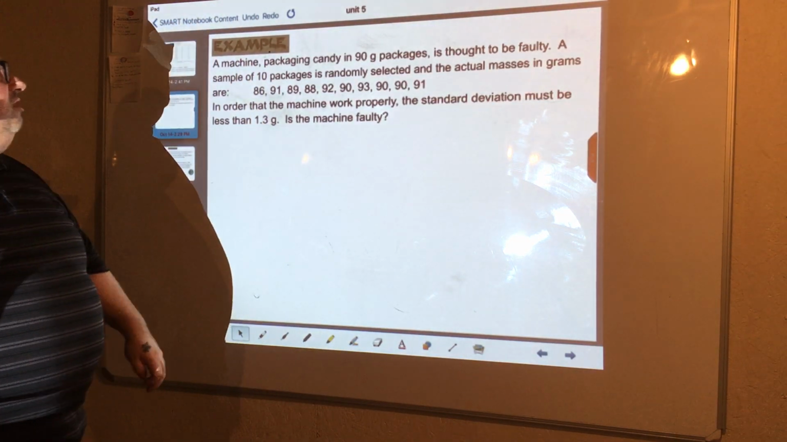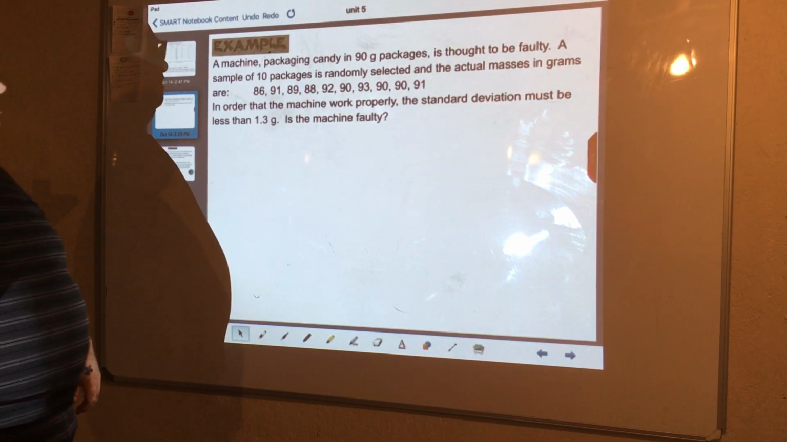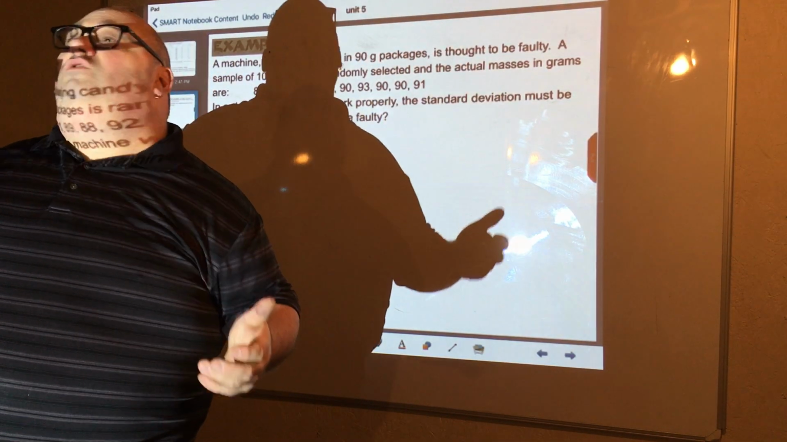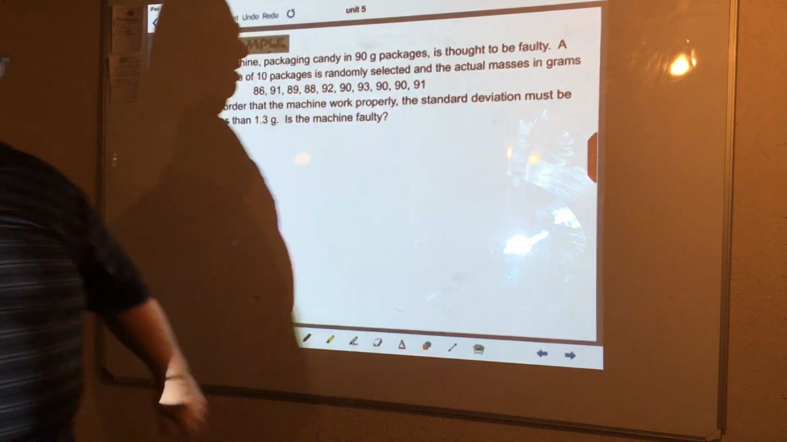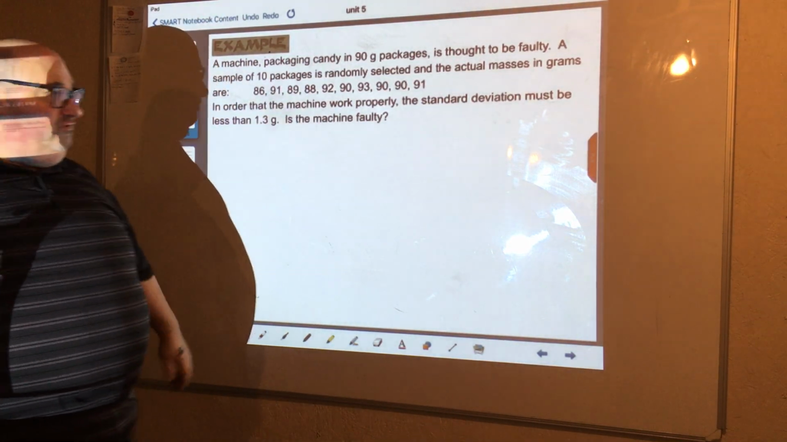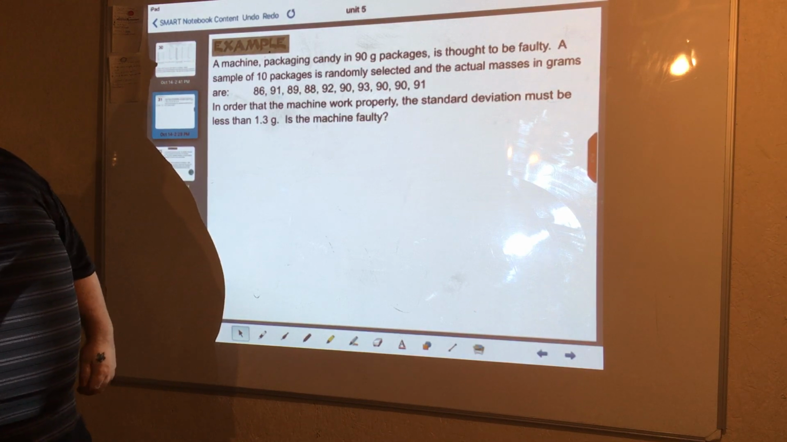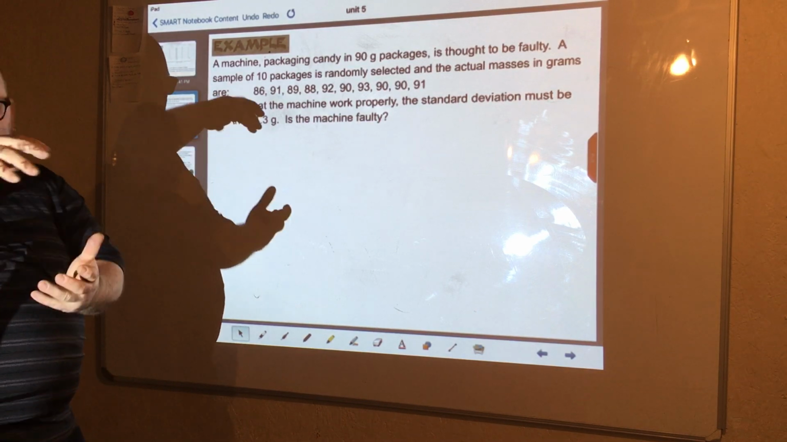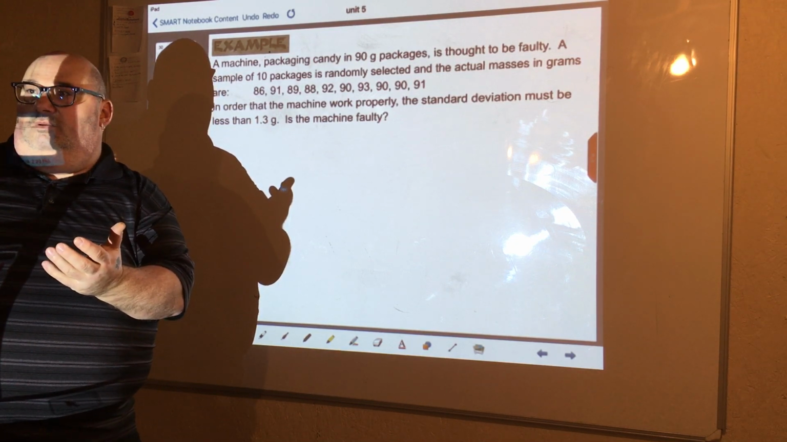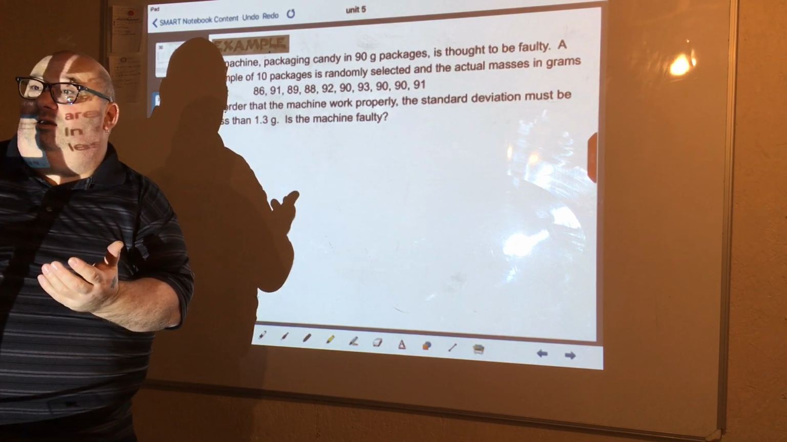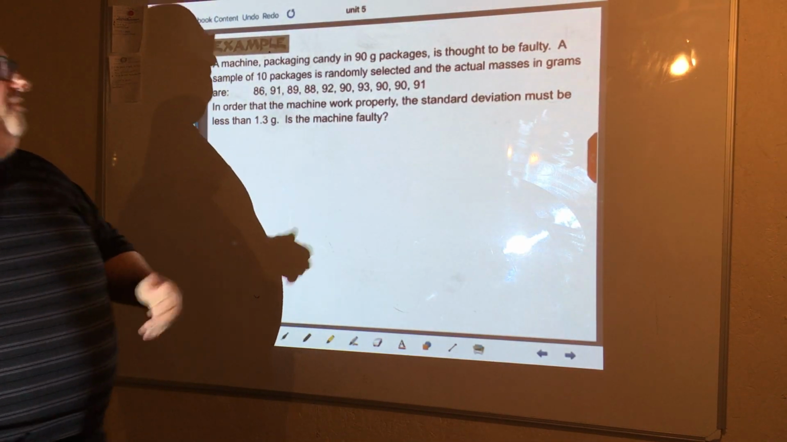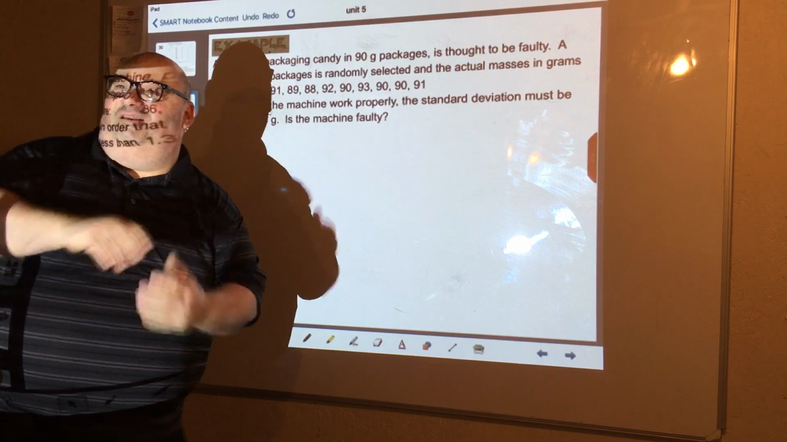So, a machine packing candy in 90-gram packages is thought to be faulty. So here's where do we use this in the real world? Okay, well, I have a candy machine that's making 90-gram packages. You buy some candy in the store, right? You open up this big bag of candy, and you open it up, what do you find? It's mostly air. Yeah, how much air? I don't know. But there's some candy in there, right?